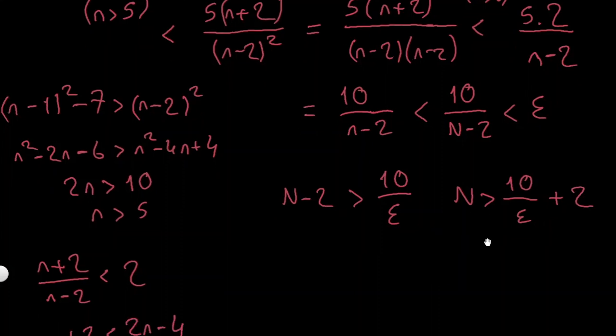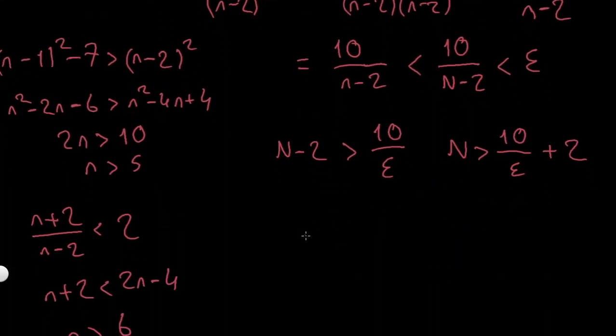So I have n is greater than 10 over epsilon plus 2, and usually we would say let N be equal to 10 over epsilon. Let's take the floor function of this, and plus 2. So if we do that, this may be true, and what we can think about is that 10 over epsilon will, of course, be positive because epsilon is positive.